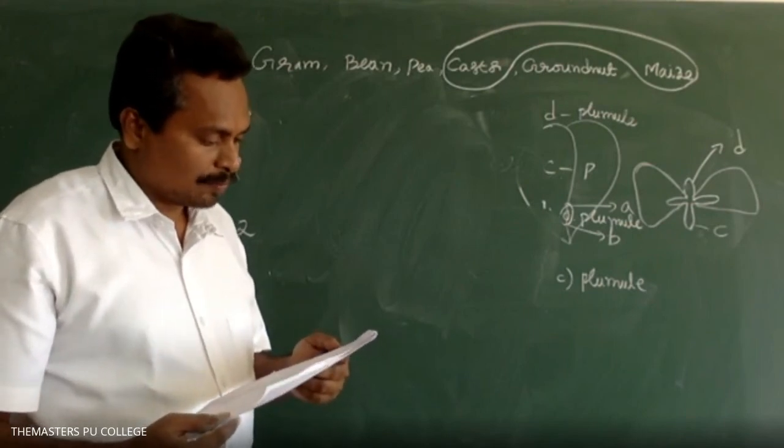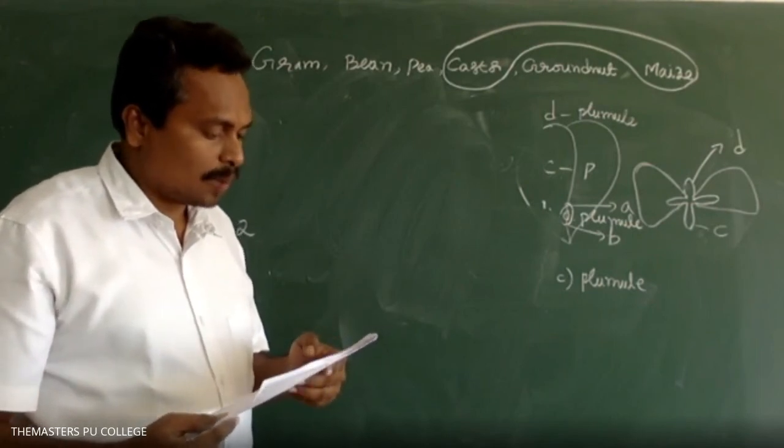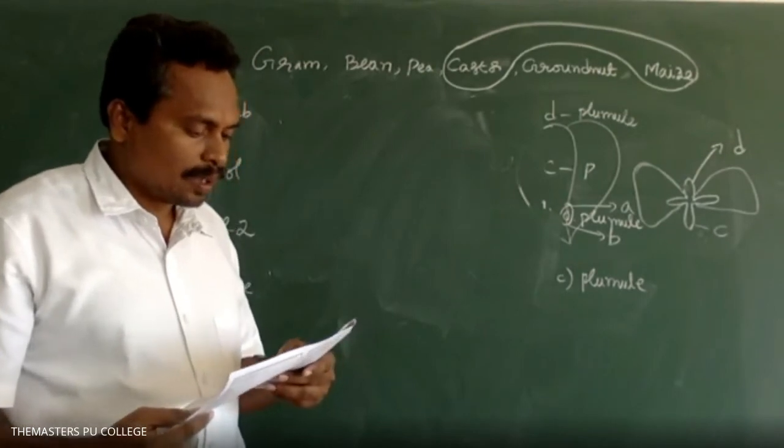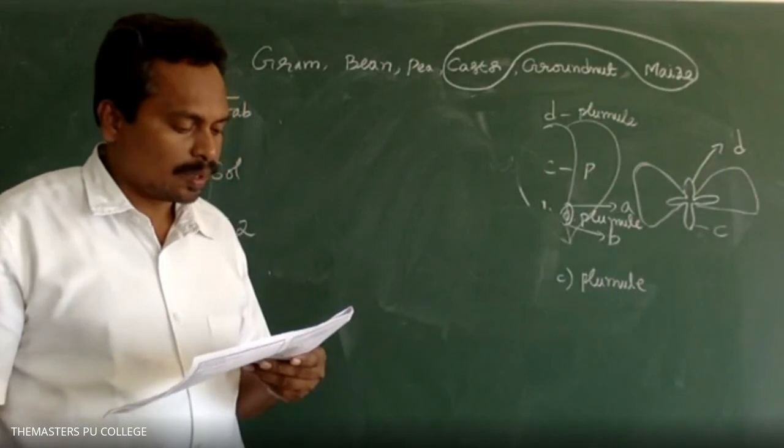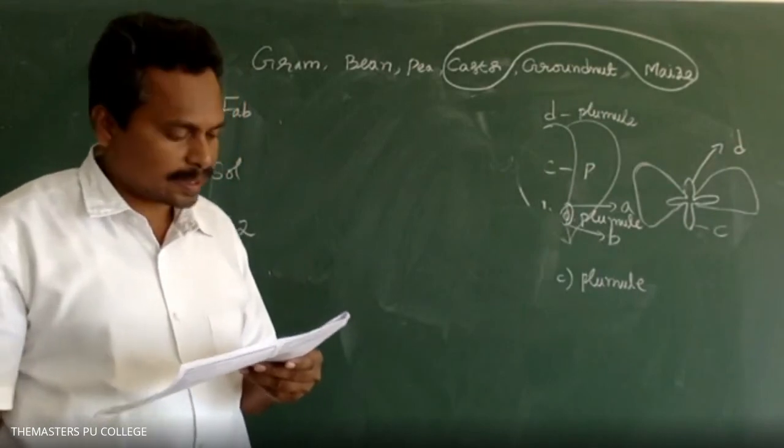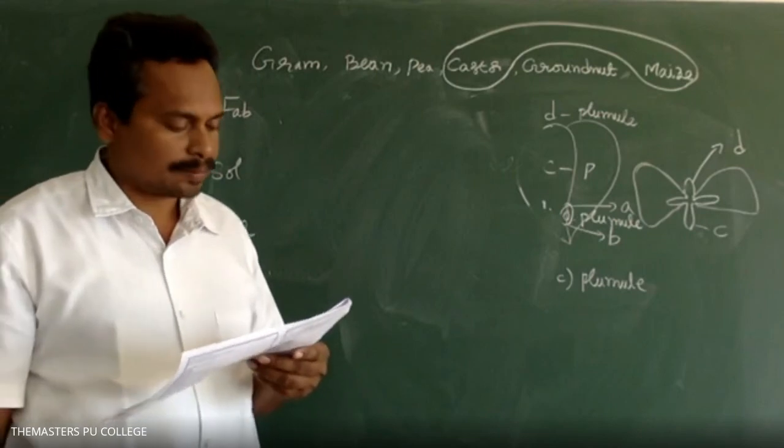Next, question number 116. The outer covering of the seed coat, which is thin and whitish, is known as testa. Fourth option is the correct answer.